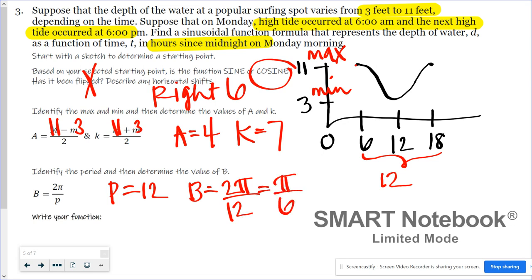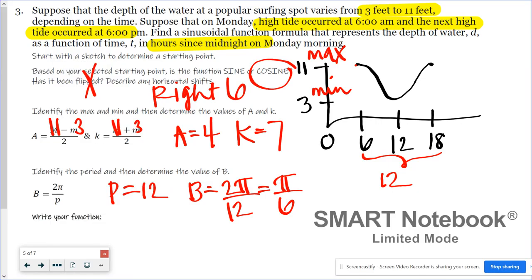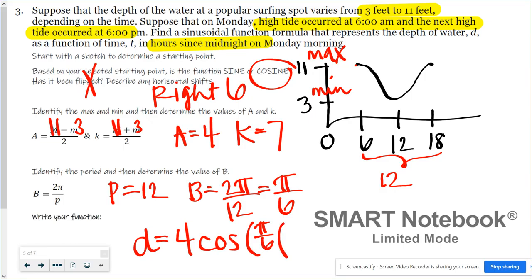So now I can put all these pieces together and write a function for the depth. They want us to use d for depth. We're starting with our amplitude. This is not flipped, so positive 4 is how it starts. Next up, we have our trig function, which is cosine, followed by the b value of pi over 6. We do have that shift of right 6, so that's going to be t for time minus 6. And then lastly, we have the midline of 7.